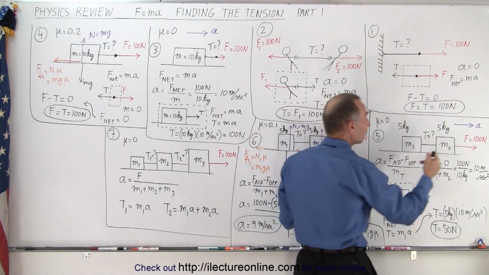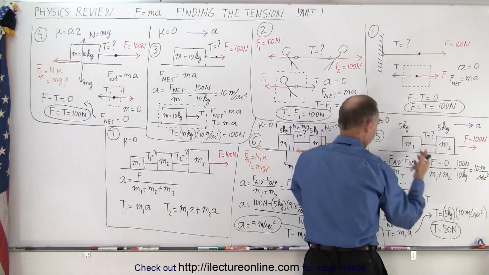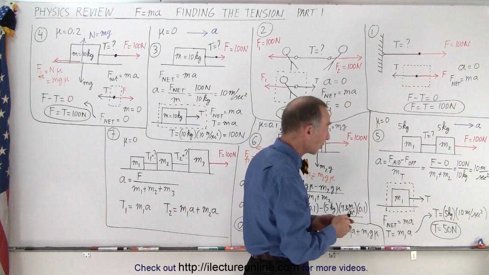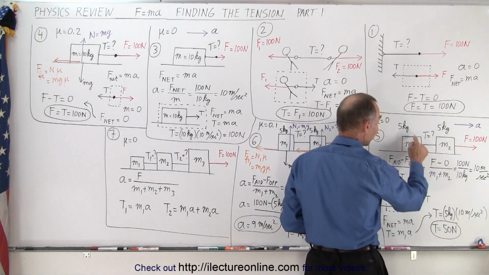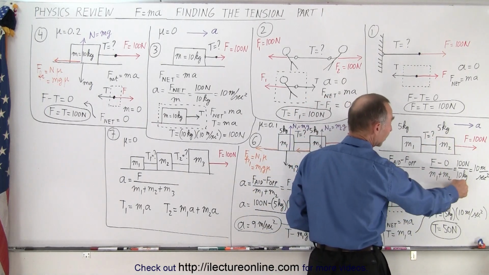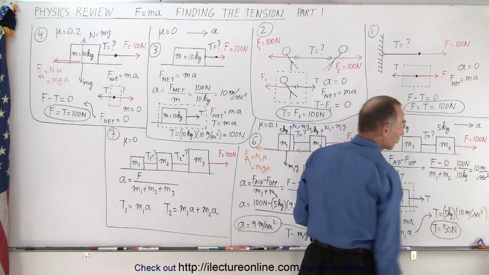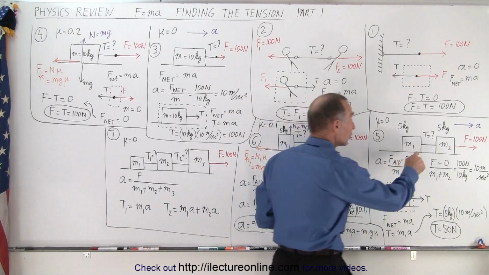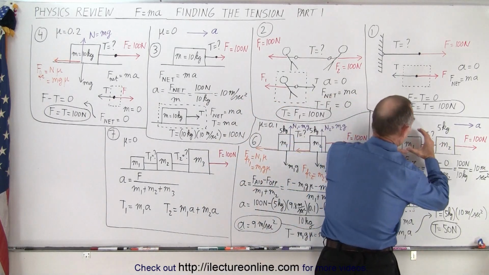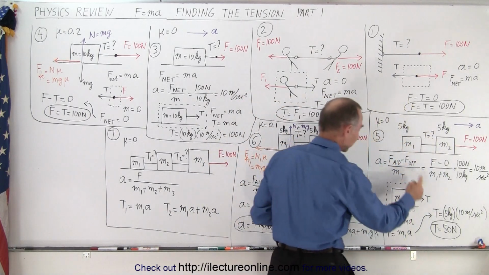Since there's only one force pulling on it, there's no friction, there's nothing pulling back in the opposite direction, the net force is F minus 0. Total mass, 5 kilograms plus 5 kilograms is 10 kilograms, so we found the acceleration of 10 meters per second squared. Now, to find the tension here, we draw a free body diagram on the second mass.